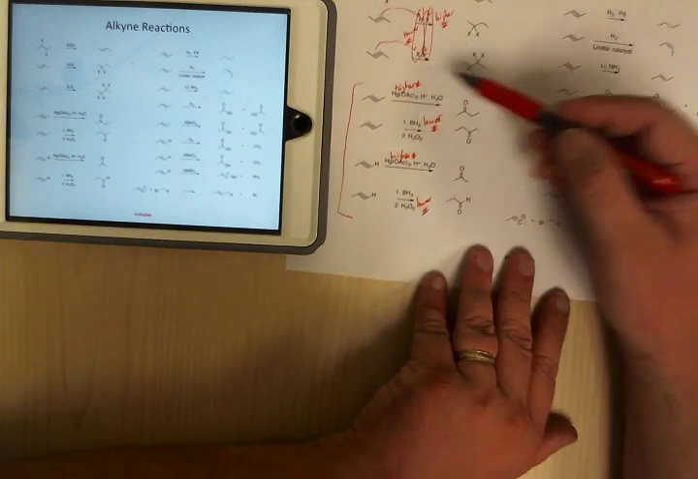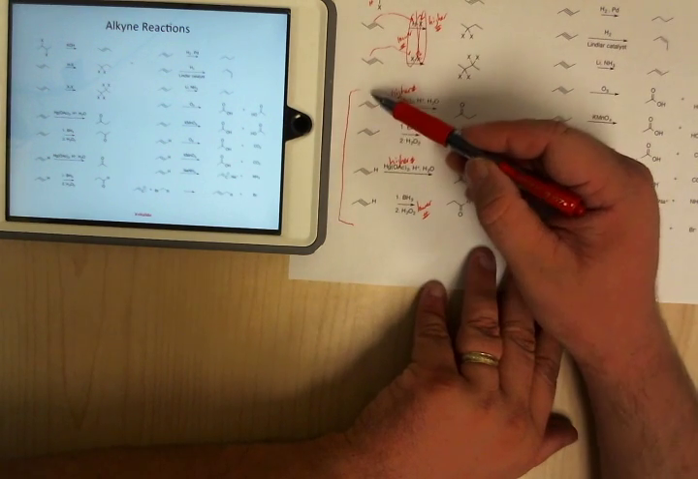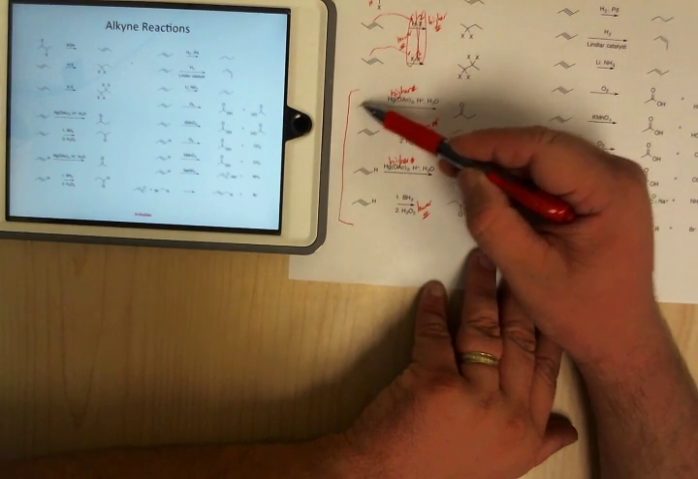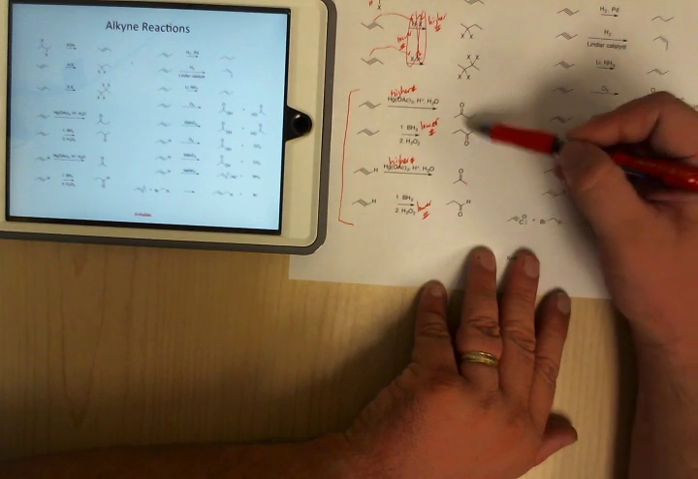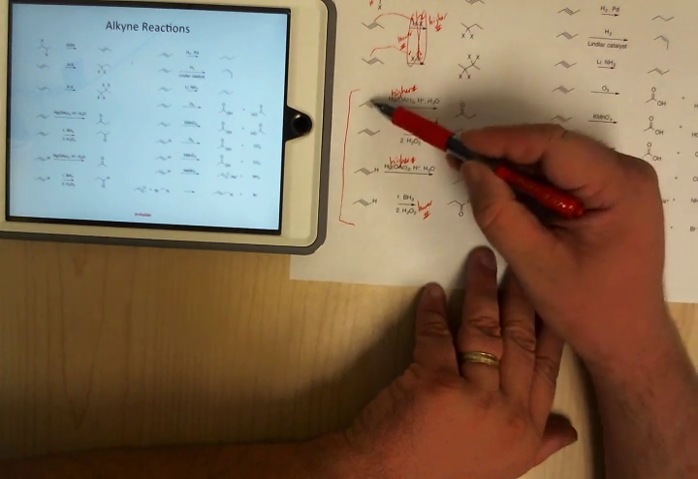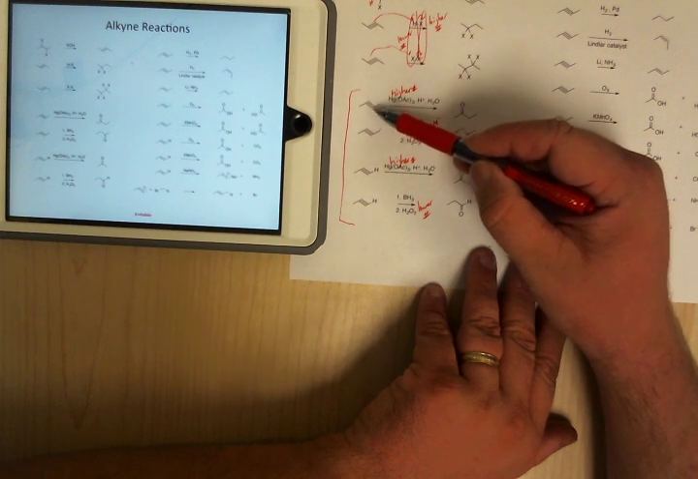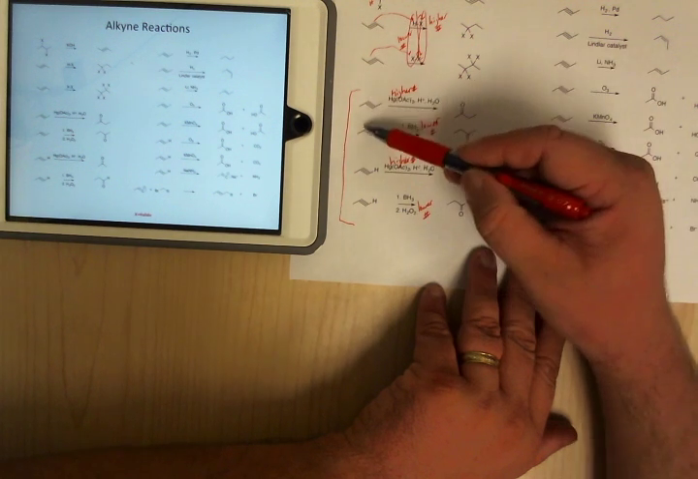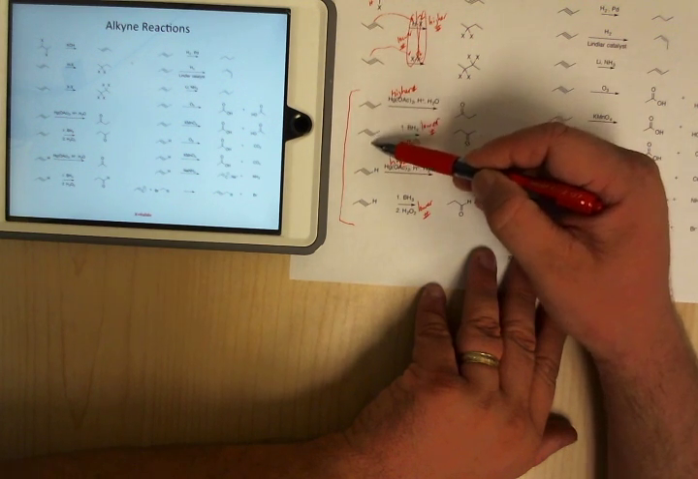Now, for internal triple bonds, it doesn't matter, because it's secondary versus secondary. You can't have anything else hanging off of it, so you're actually going to get a mix of the two. It really doesn't matter which one. Half the time it's going to go here, the other half the time it's going to go there. Same thing with the BH3: half the time it goes there, the other half it goes there.